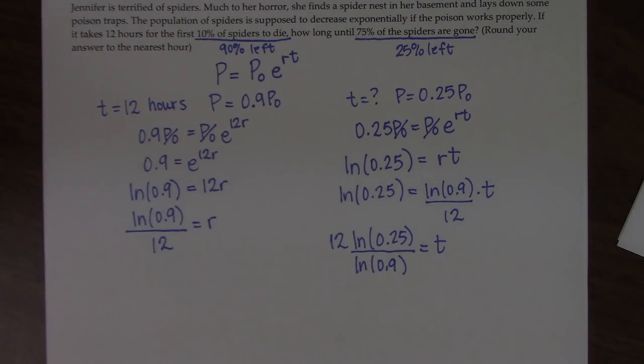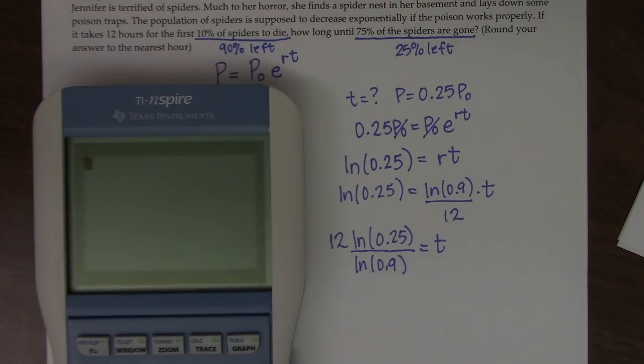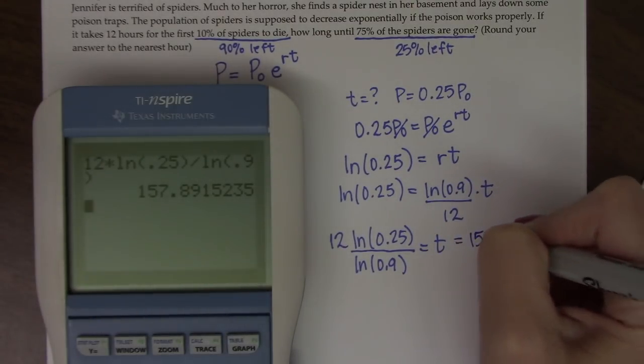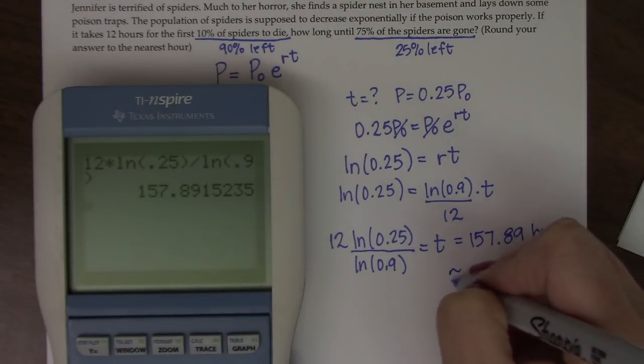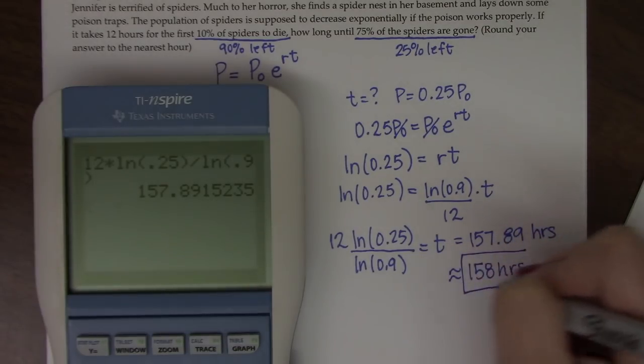I'm going to show you in the calculator how to correctly type this in. So we have 12 times natural log of 0.25, close your parentheses, divide natural log of 0.9, and then close your parentheses. And so we get 157.89 hours. We were told to round to the nearest hour, so that is going to be 158 hours.